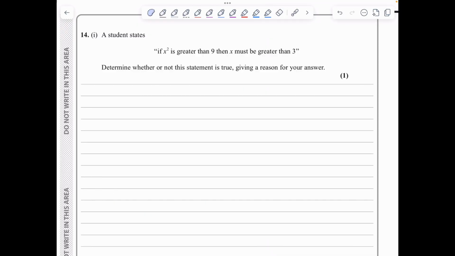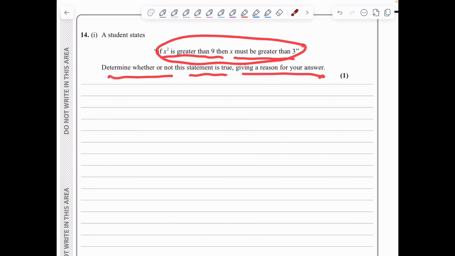Question 14 is on proof. We start with a statement that if x squared is greater than 9, then x must be greater than 3, and we need to determine whether or not this statement is true, giving a reason for our answer. Well, if we believe that the statement is true, we need to construct a solid mathematical proof why this must be the case for any value of x.